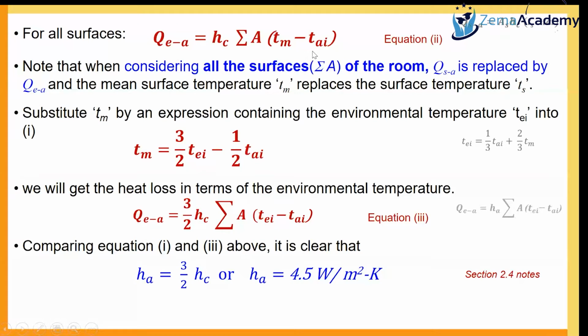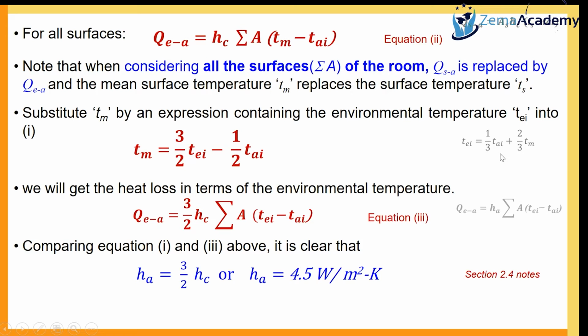Now by looking at this equation, it is clear to you that we already know what this mean temperature is and how it is determined. The mean temperature can be determined with the help of individual surface temperatures, individual areas, and total areas of the surfaces involved.